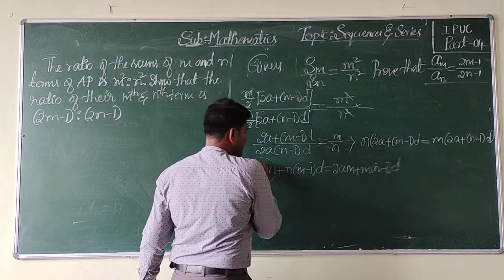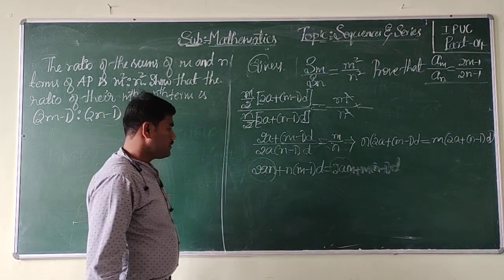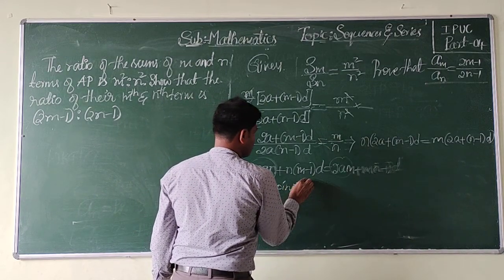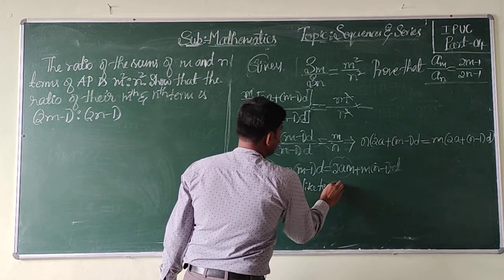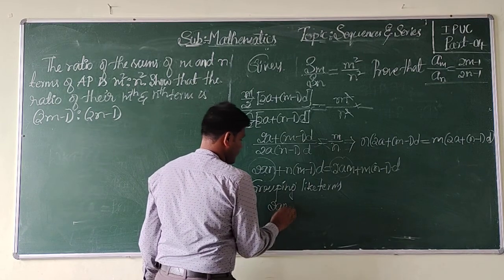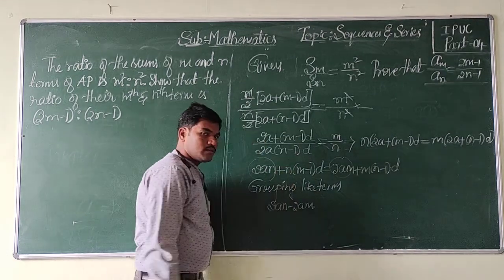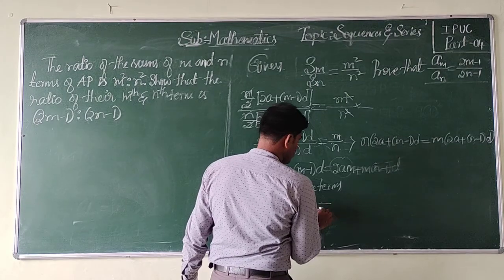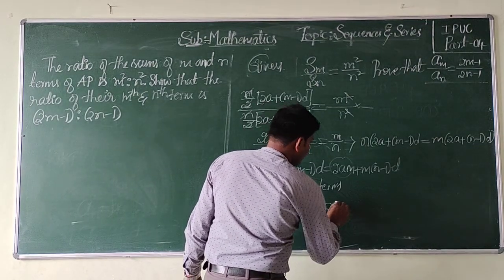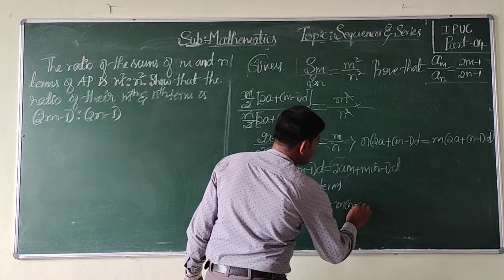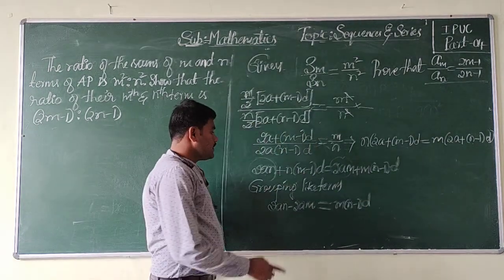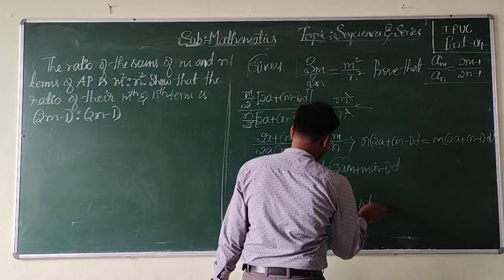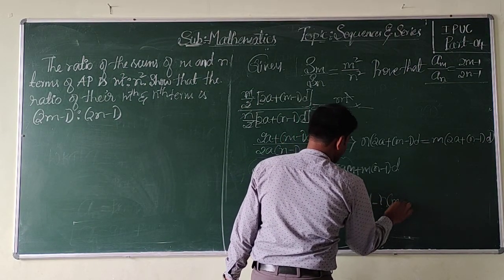Now, grouping the terms, grouping the 2a terms, like terms. We will get 2an minus 2am. I'm shifting 2am to the left side, it will be minus 2am, that is equal to m(n minus 1) into d. See here, plus n(m minus 1) into d. I'm shifting this to the right side, it will be minus n(m minus 1) into d.